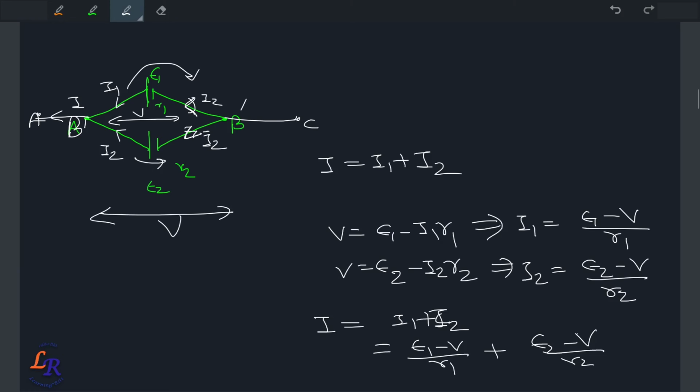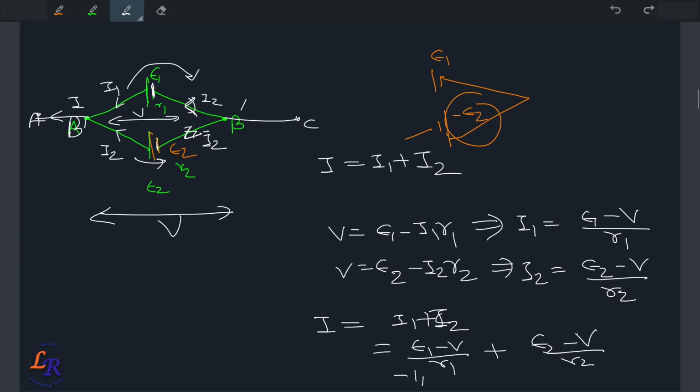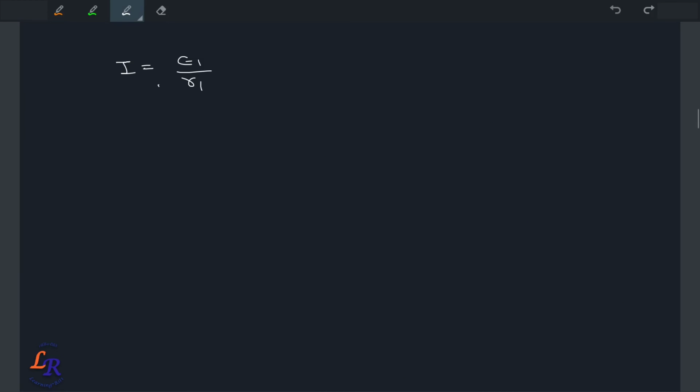So you just solve this equation, and then you will get I is equal to epsilon 1 upon R1 together here, and then minus V upon R1 and minus V upon R2 together, right? So you can write epsilon 1 upon R1 plus epsilon 2 upon R2 minus V times (1 upon R1 plus 1 upon R2), right? So this is the simplified form.